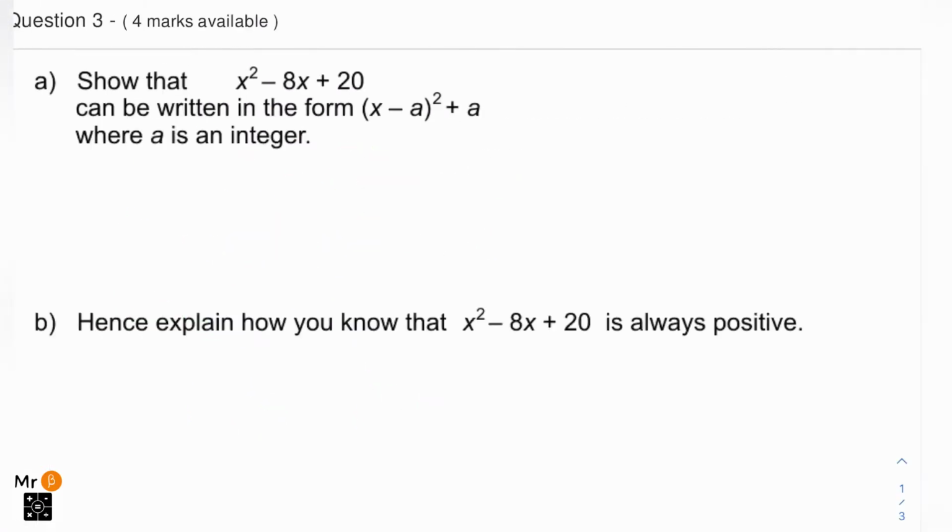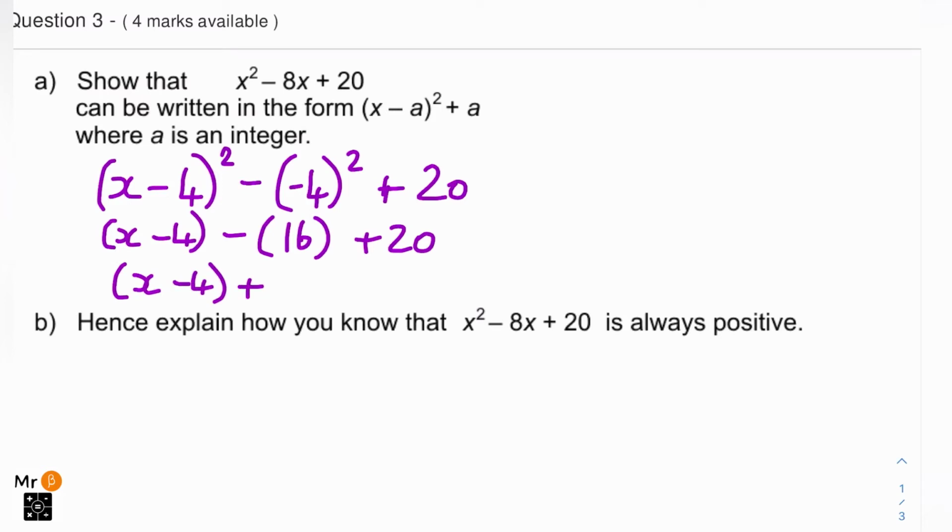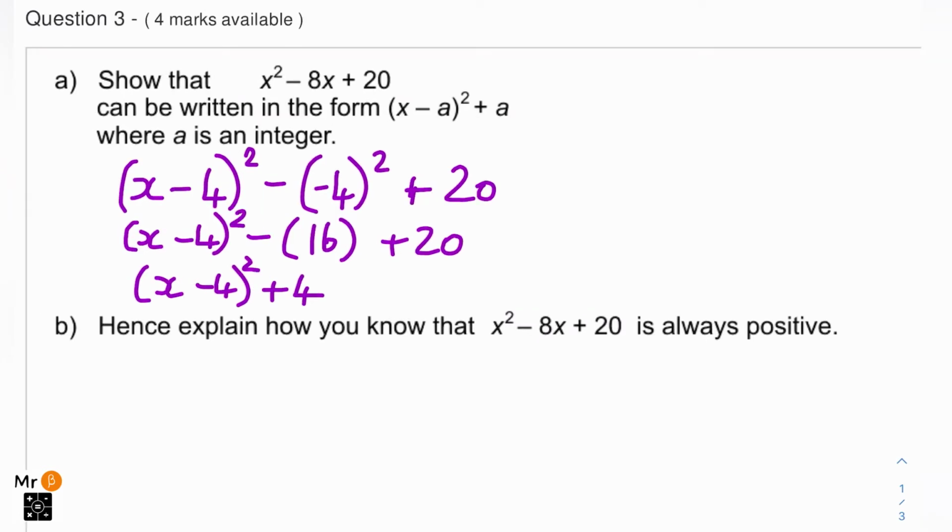In our third question, do exactly the same process. So it'll be x minus 4, because we halved the negative 8, which is negative 4 squared. We then minus that negative 4 squared, and our c just goes on the end. We simplify by squaring out our bracket. Negative 4 times negative 4 is positive 16. And then we collect our terms. So it would become negative 16 plus 20, which is positive 4. So here you can see that a must equal 4.